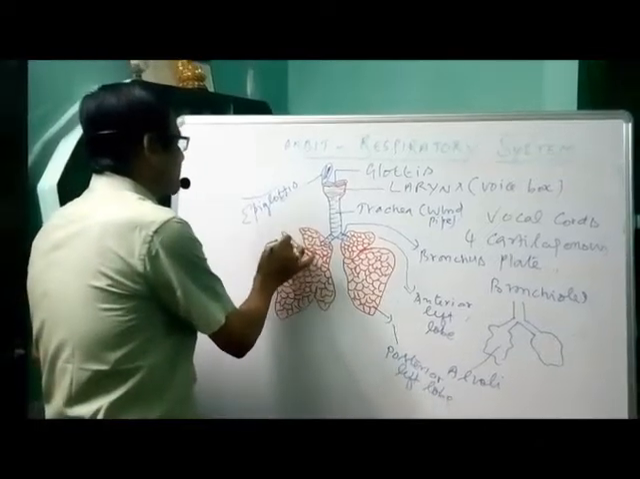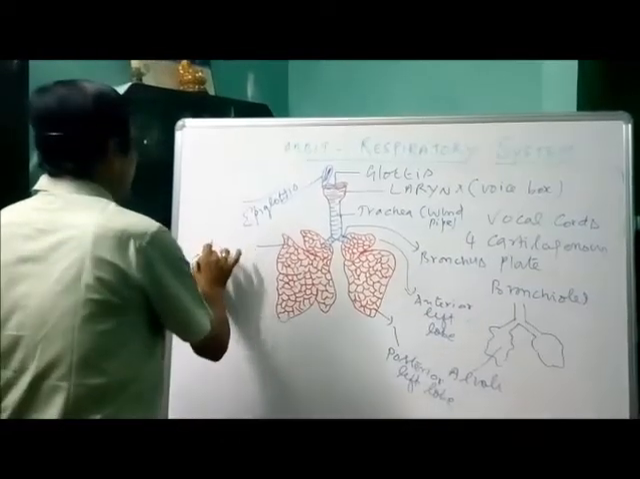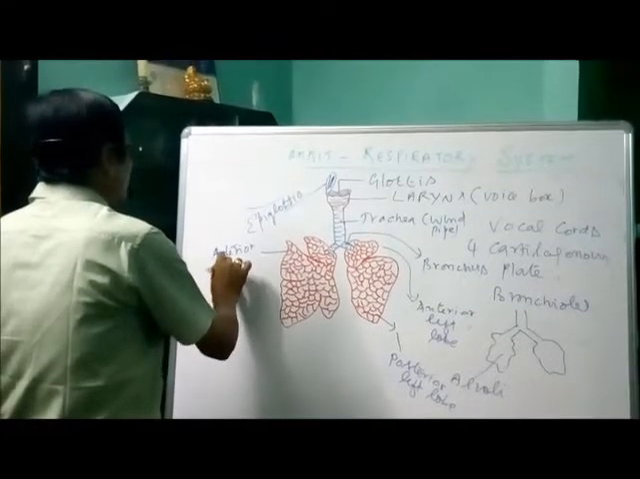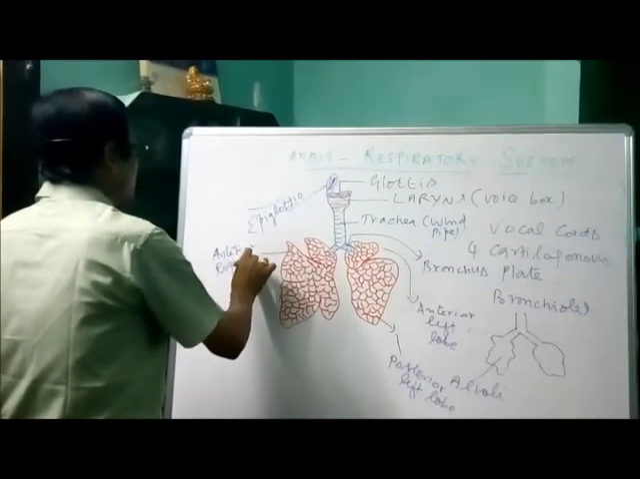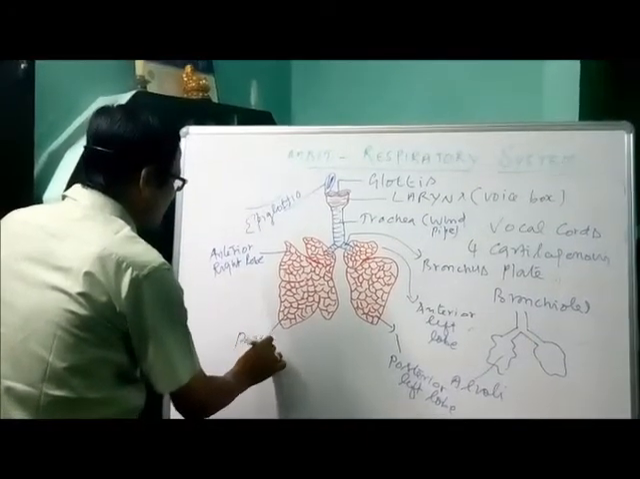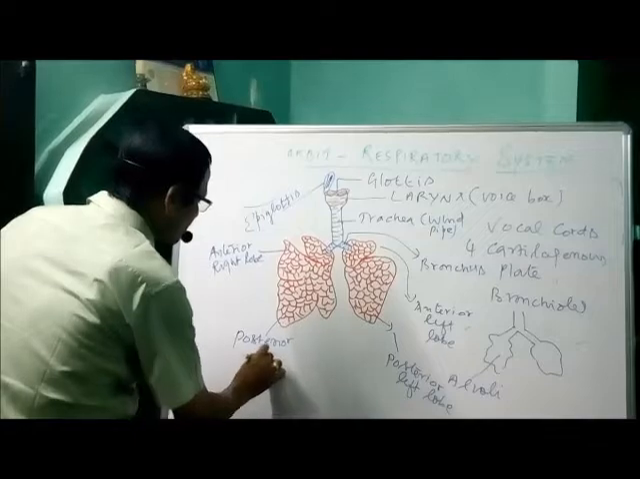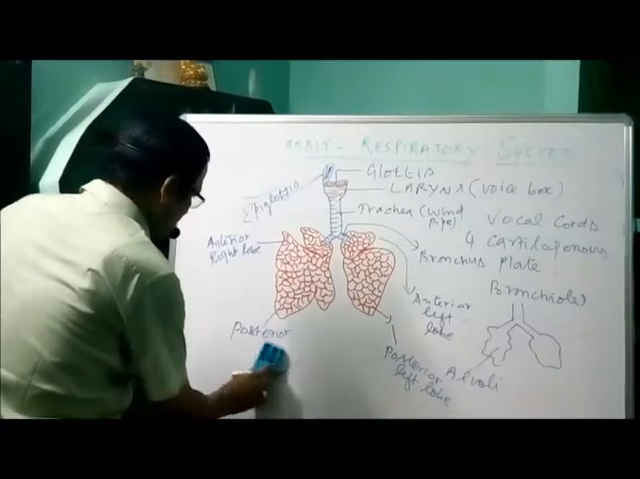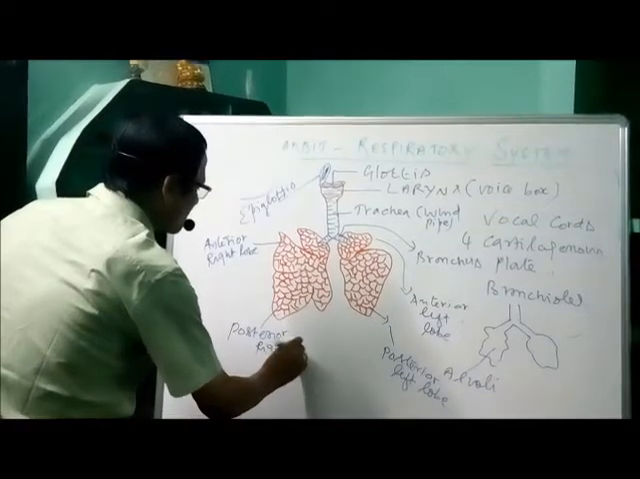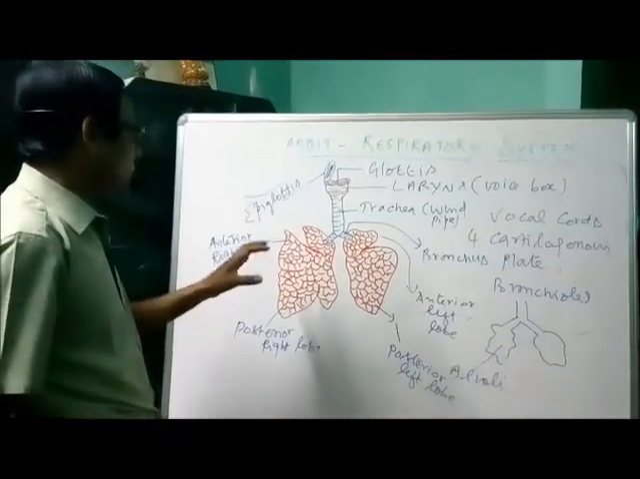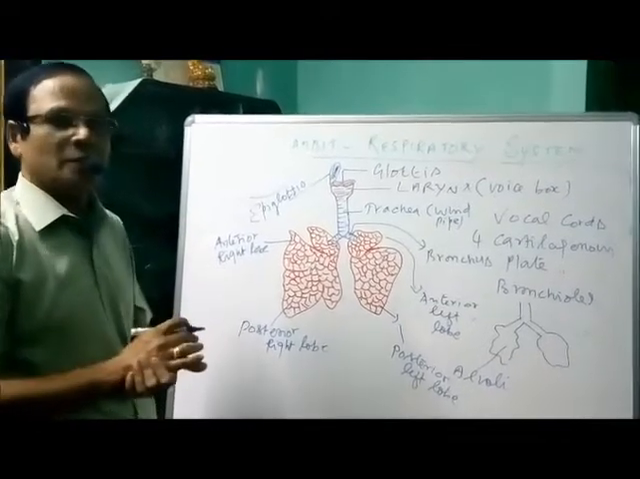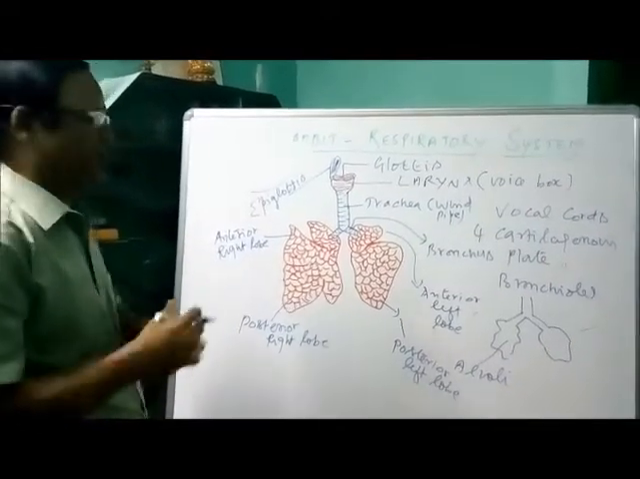Likewise on the right side, this is the anterior right lobe, and this is the posterior right lobe. That's about the lobes, and each lung is enclosed within a double-layered membrane called the pleura.